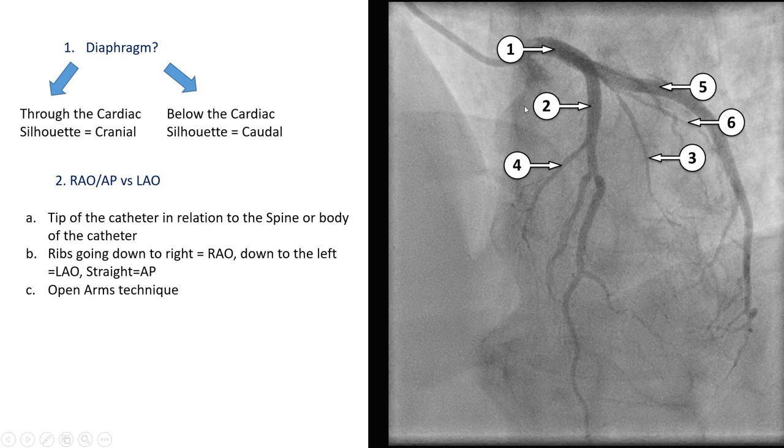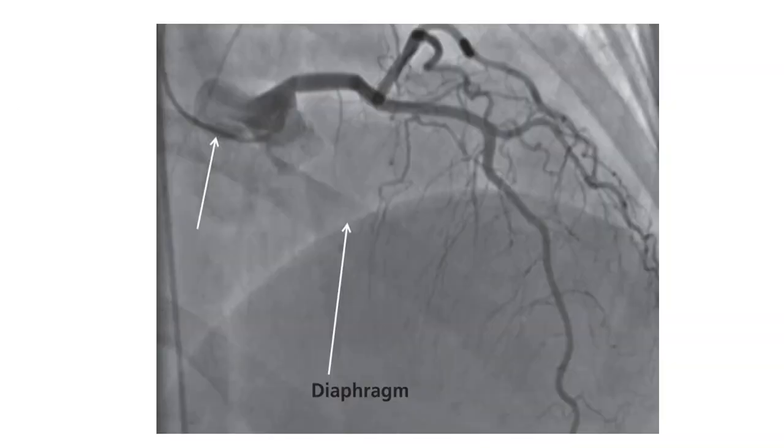But at least now you know how we figured out the LAD is number 2, rather than saying, oh, this one or this one, because this one is bigger, this one is turning around, whatever the angle is. Now, let's continue practicing. Let's go to the next image. Again, this is the diaphragm going through the cardiac silhouette. So that's basically a cranial view.